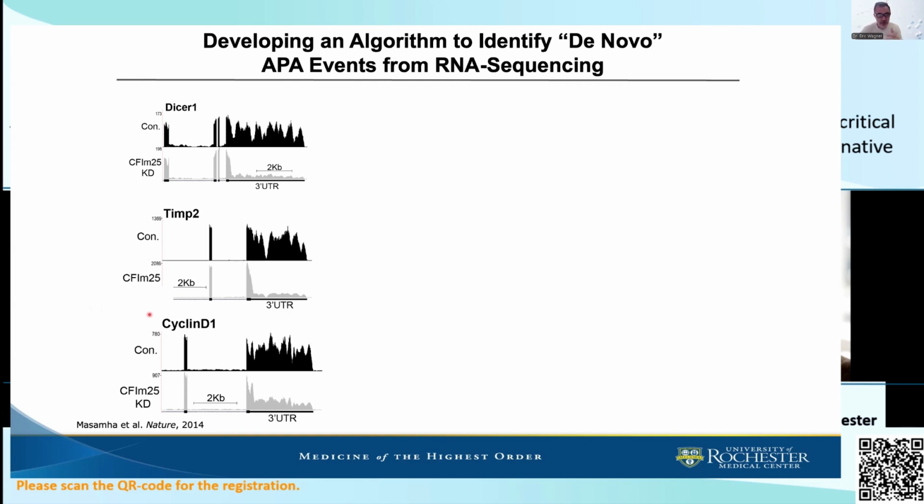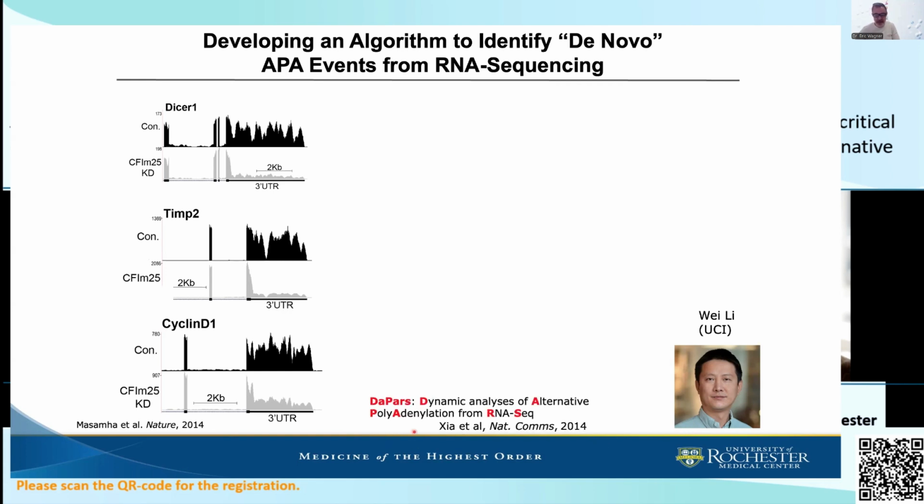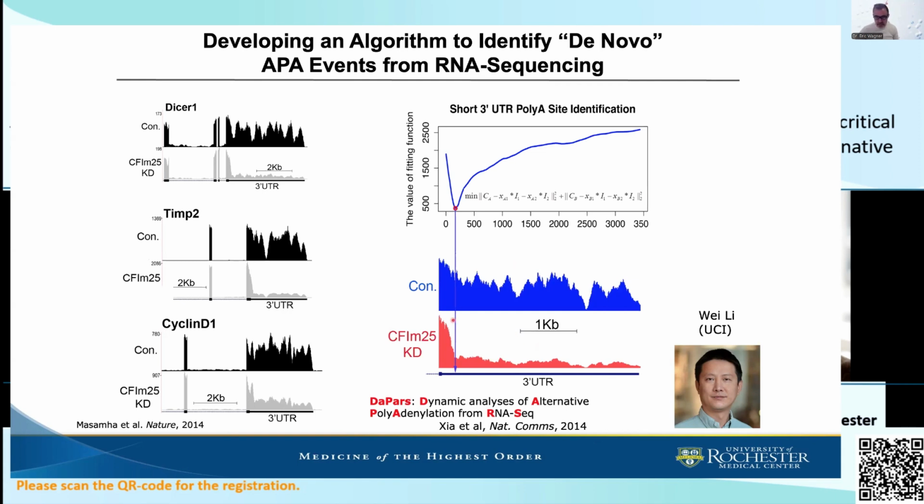So to look at all the genes, we had to actually work with another lab led by Wei Li, who's now at University of California, Irvine, and his lab focuses on computational algorithms that are tuned to analyze RNA sequencing data. And we developed a tool called DPARS, which could read RNA sequencing data sets, focus on the 3' UTR, and run a linear regression where ultimately it could identify alternative polyadenylation events and quantify them.